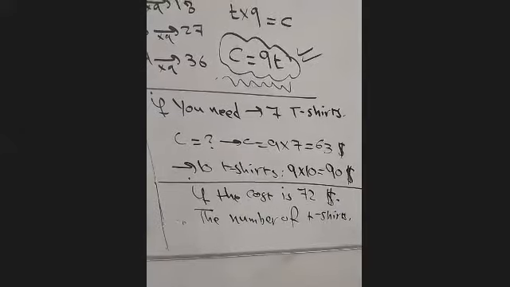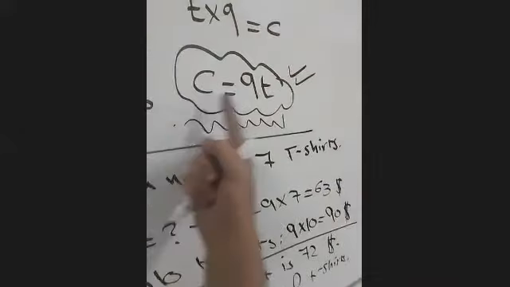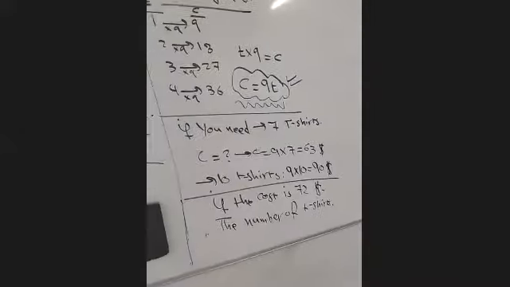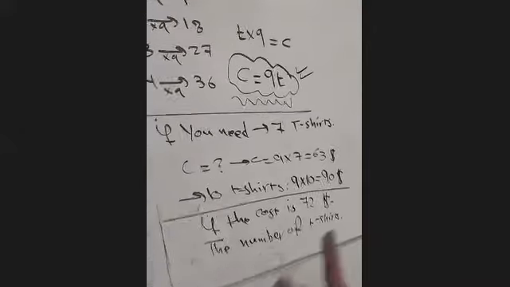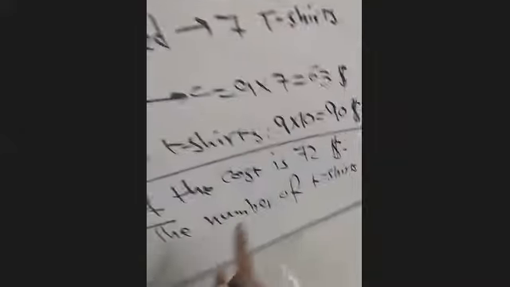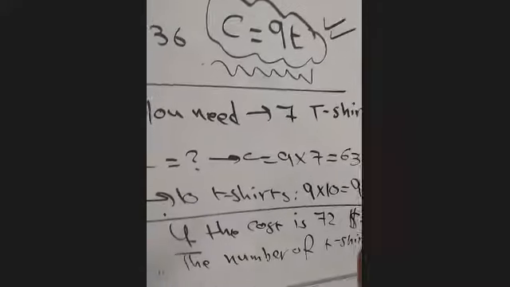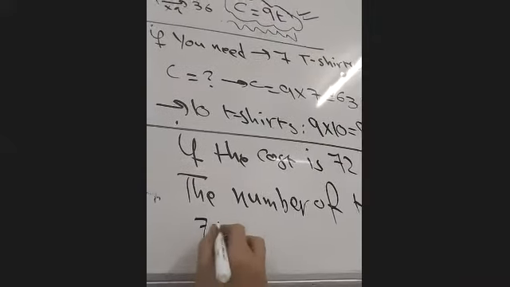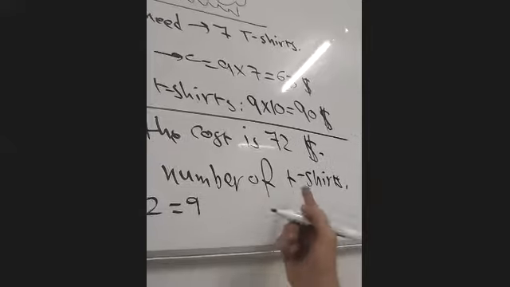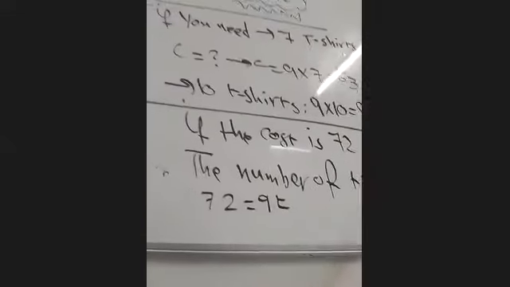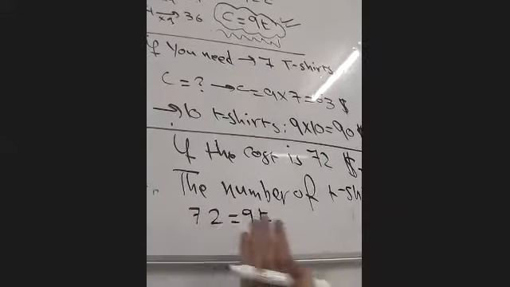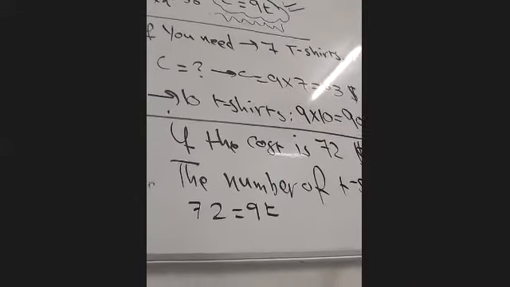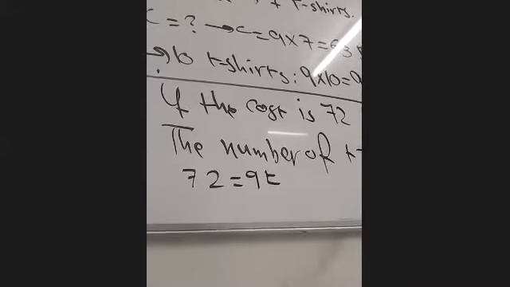I will use the formula, which I found, right? Now, what is the given, C or T? C is given. So I will replace C by what? $72. So in place of C, I will put 72. So 72 equals 9 times T, the number of the t-shirts, which is unknown, right? What's this? A multiplication equation. What will we do? We solve it.